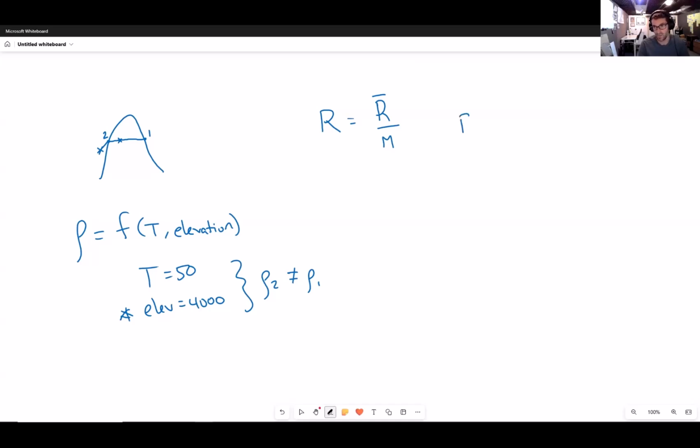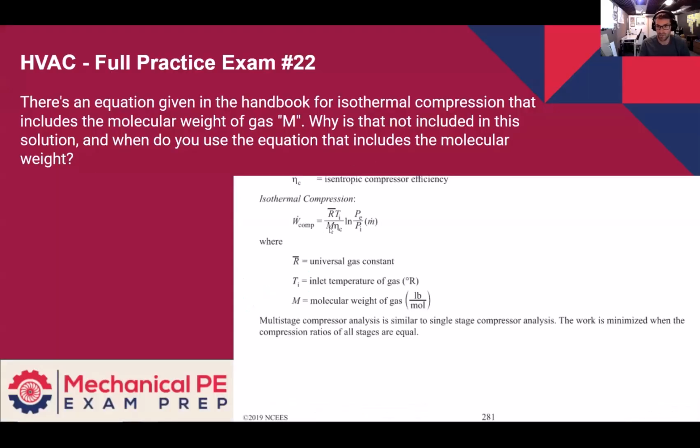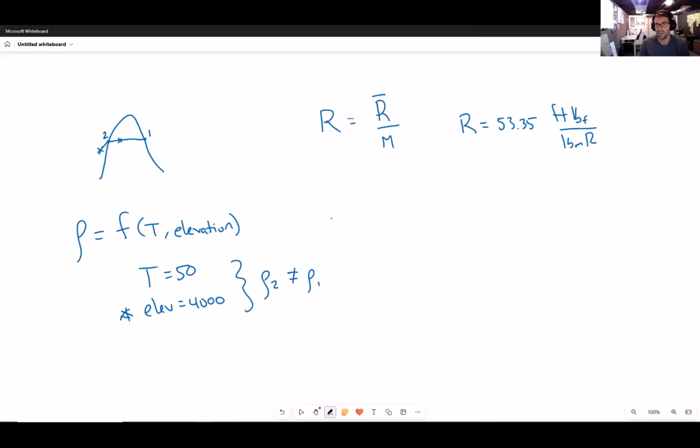So if you wanted to know the specific gas constant for air, it's going to be 53.35 with units foot-pound force per pound mass Rankine. And that's what I used in the solution video. But if you were coming to this equation and you wanted to use it, you certainly can. Just take the universal gas constant and divide it by the molecular weight of air, which is about 29.